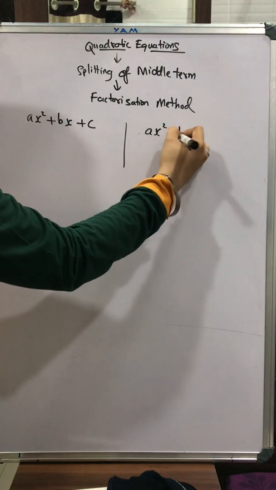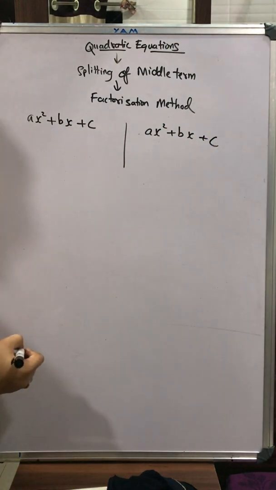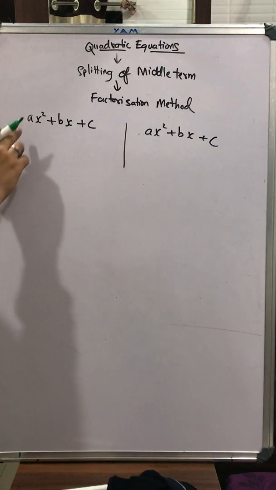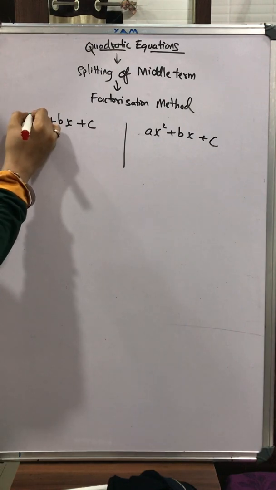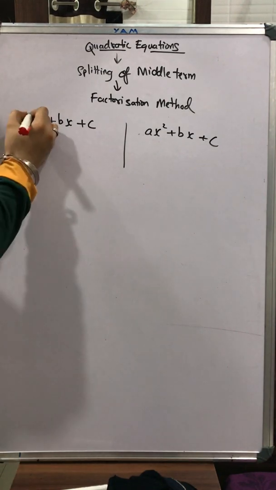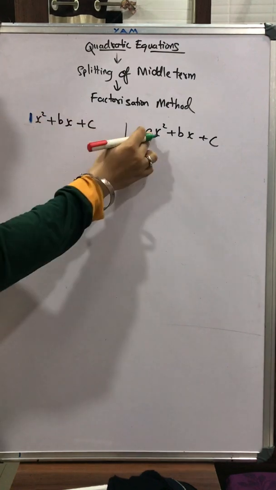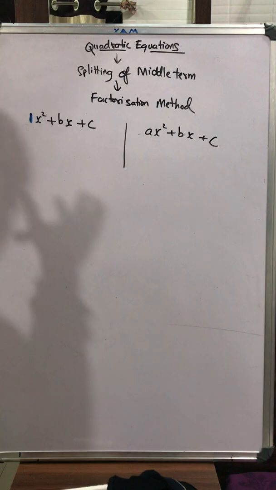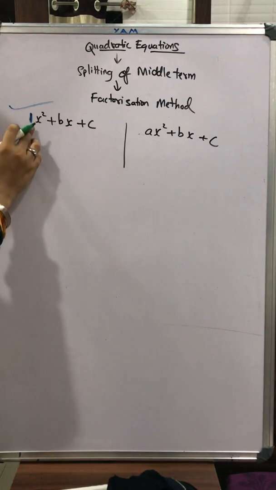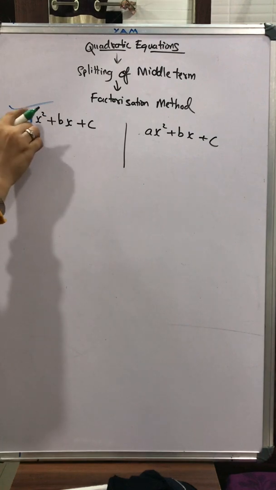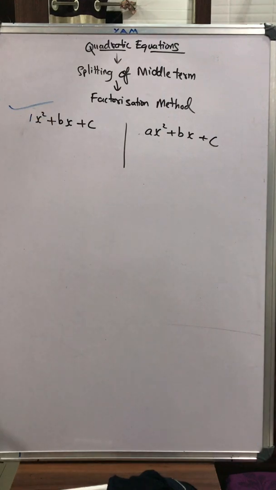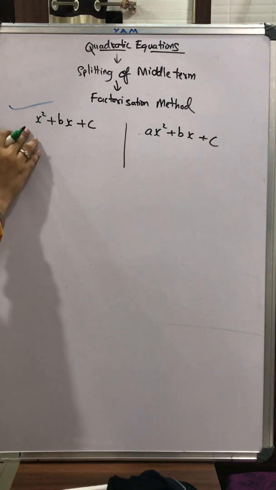ax square plus bx plus c. Now if you closely observe, students, I have written the same general expression 2 times. What's the difference? There will be one type of sums in which the value of a will be 1. In the first type I will be solving 5 to 6 questions dealing with this method. In these, x square will have 1 in front, meaning nothing is mentioned in front of x square, so here we have 1. Understanding, students? So this type of sums we will solve, 5 to 7 sums.